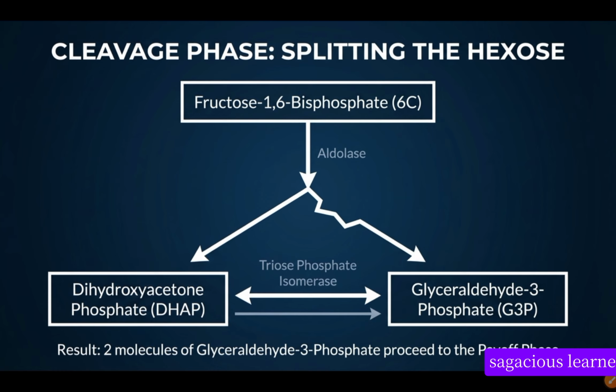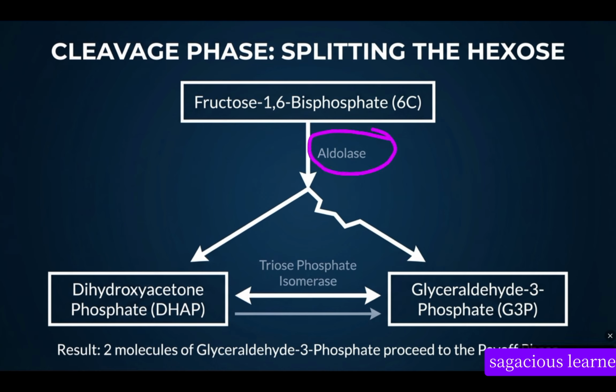That is phosphohexoisomerase. And from fructose 6-phosphate, we now convert it to what? Fructose 1,6-bisphosphate. And which enzyme is doing that? Phosphofructokinase type 1. And we are converting what ATP to what? ADP.